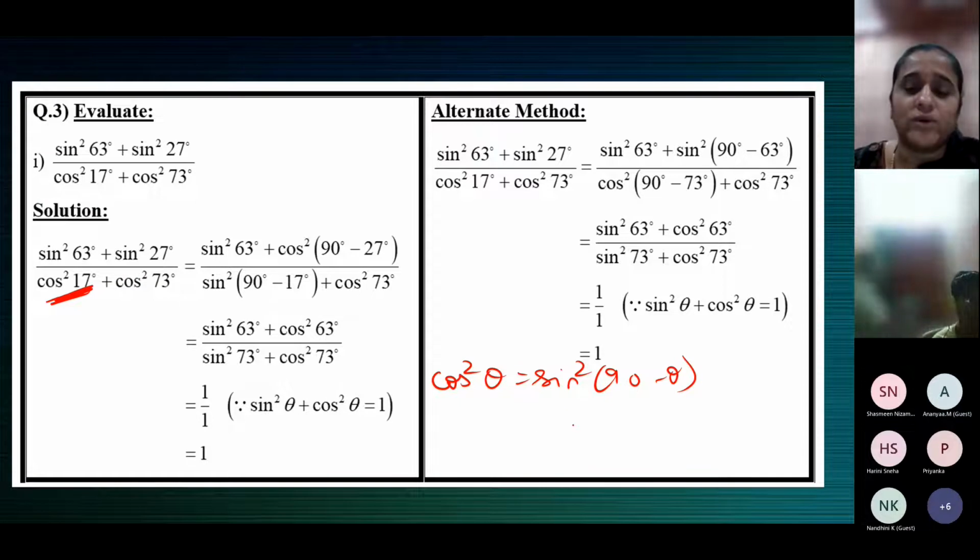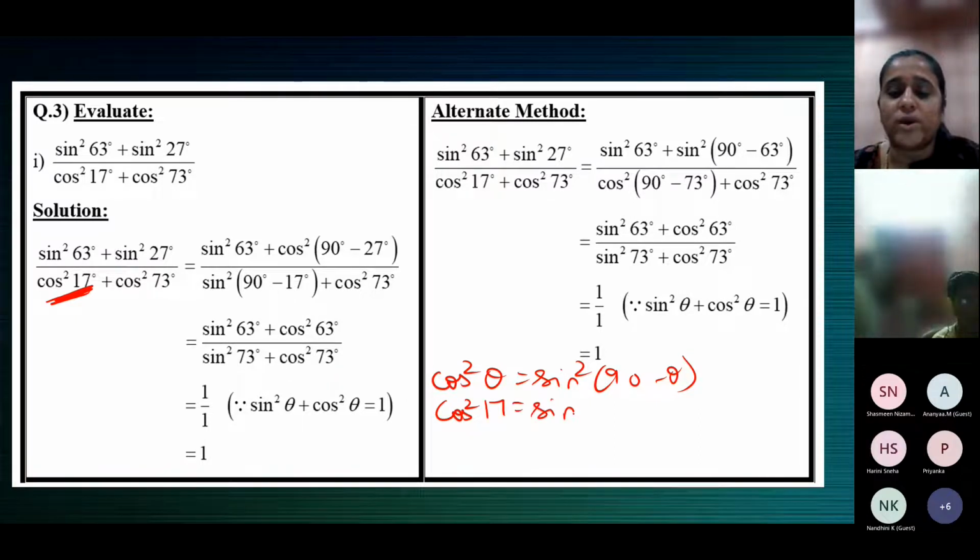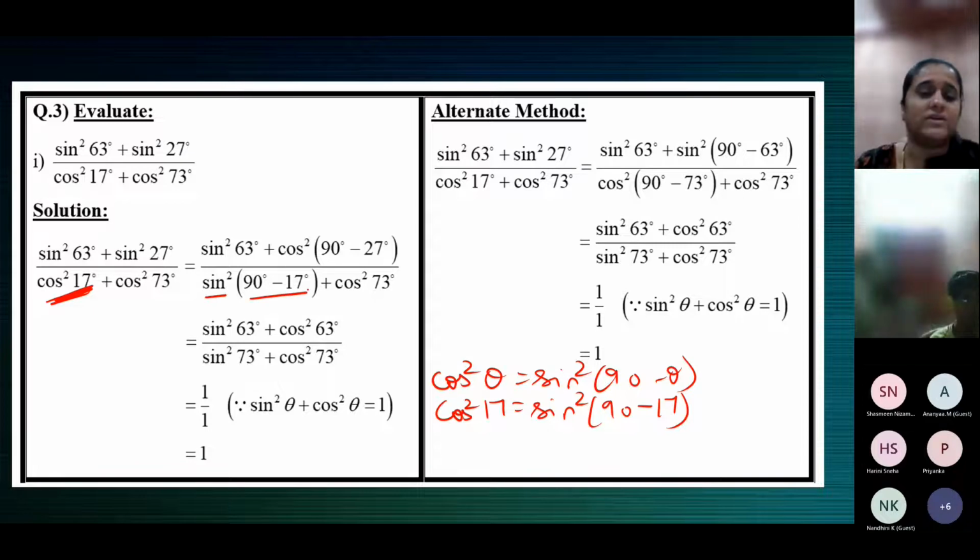Cos square theta is equal to sine square 90 minus theta. So cos square 17 degrees is equal to sine square 90 minus 17, because theta is 17. See here, sine square 90 minus 17. Write this as it is.